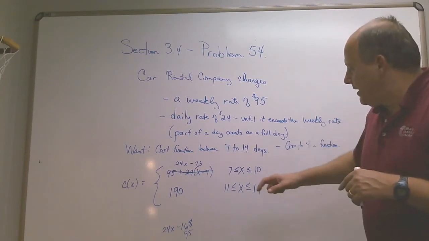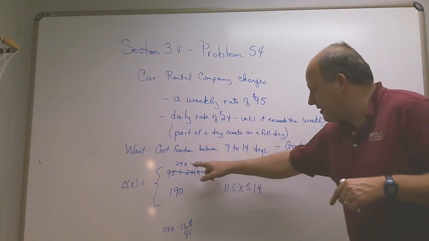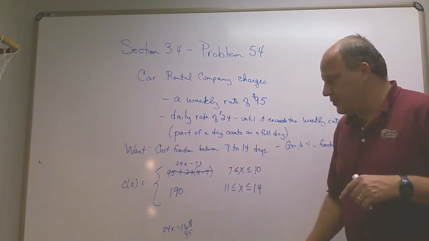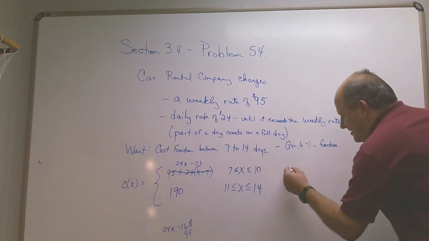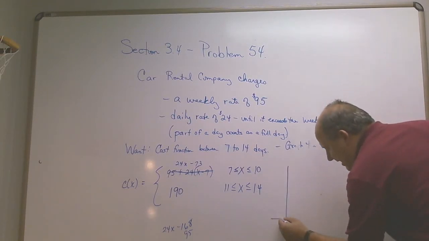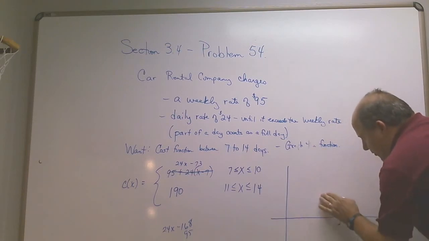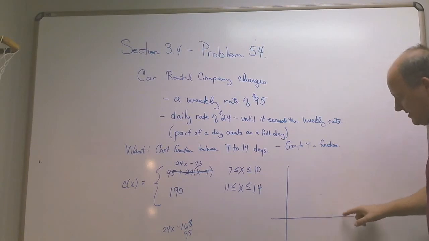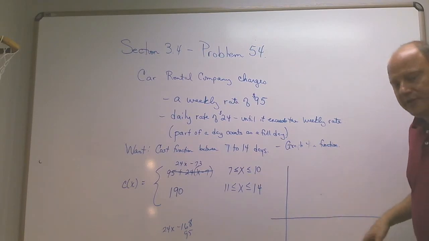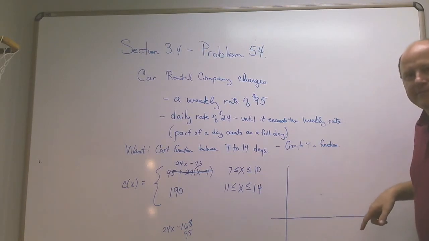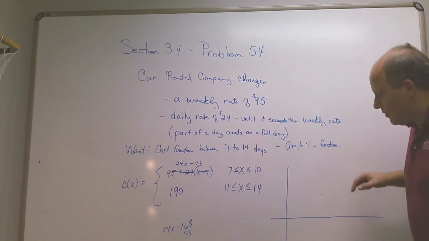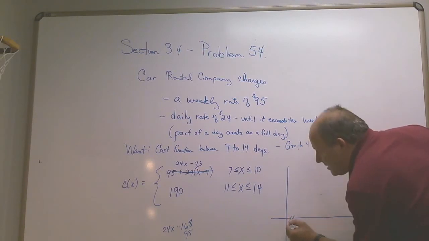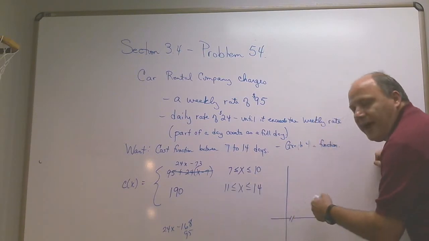Now between 7 and 10 is going to be this, and then 190 for anything after 11 to 14. So what you want to do is graph this, and it's kind of hard to graph in a way, but I'm going to show you how to do a graph without going 1, 2, 3, 4, 5, 6, 7, 8, 9, 10, 11, 12, 13, 14, all the way out here. That becomes a very, very painful way of doing it. So I'm going to show you how to do a graph when you're only interested in numbers between 7 and 14, which is outside that.